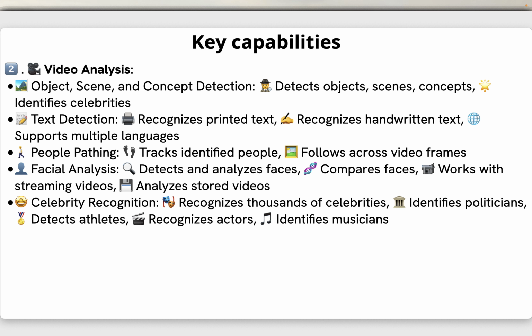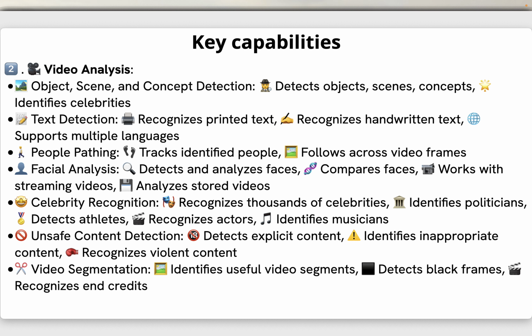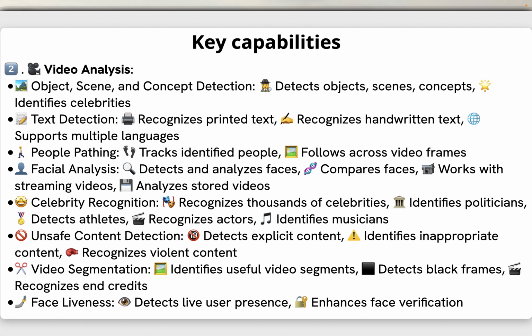Celebrity recognition. You can recognize tens of thousands of celebrities in your stored videos across different categories such as politicians, athletes, actors and musicians. Then unsafe content detection. It can detect explicit, inappropriate and violent content in videos. Video segmentation. It can automatically identify useful segments of videos such as black frames and end credits. Face liveness. It can detect if a live user is present during face verification.